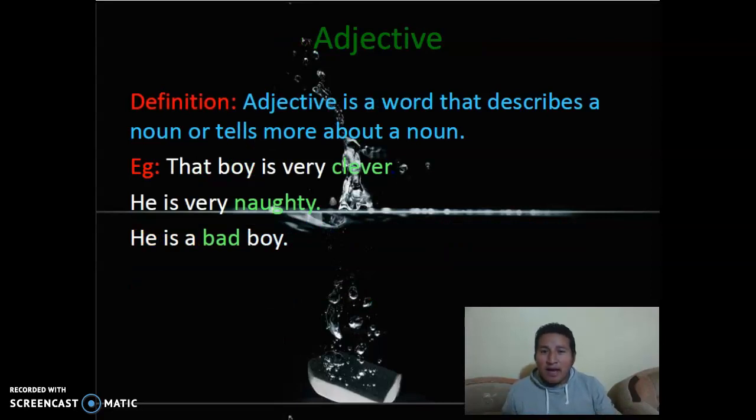What is an adjective? An adjective is a word that describes a noun or tells more about a noun. Example: the boy is very clever. He is very naughty. He is a bad boy.